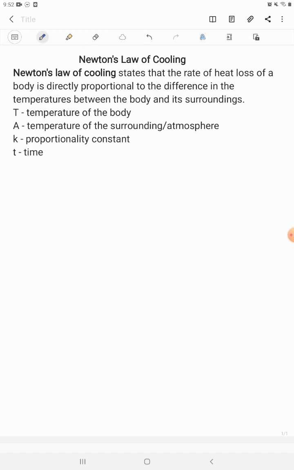Then Newton's law of cooling can be stated as the rate of change of the temperature, that is dT over dt, because the rate of change is infinitesimally small. This rate of change of the temperature of the body is directly proportional to the difference in temperature of the body and the surrounding or the atmosphere. So we write the proportionality constant K, and then the difference between the temperature of the body and the atmosphere, or T minus A.